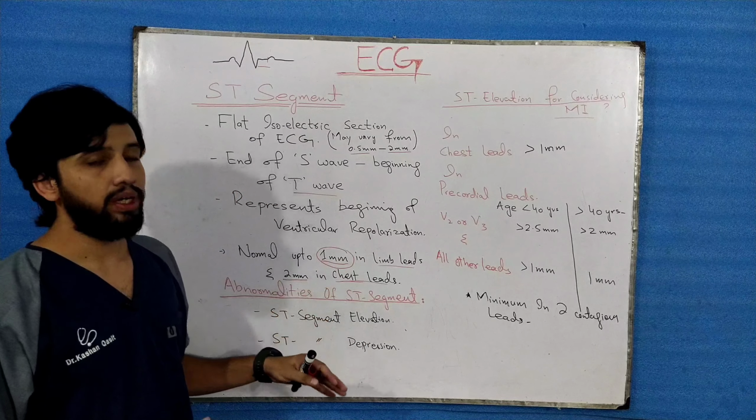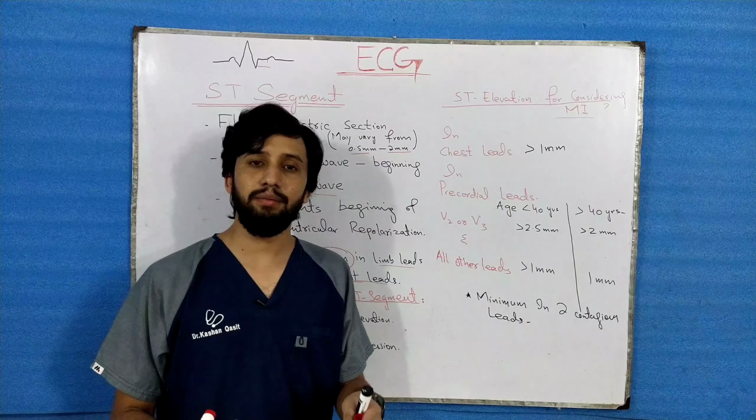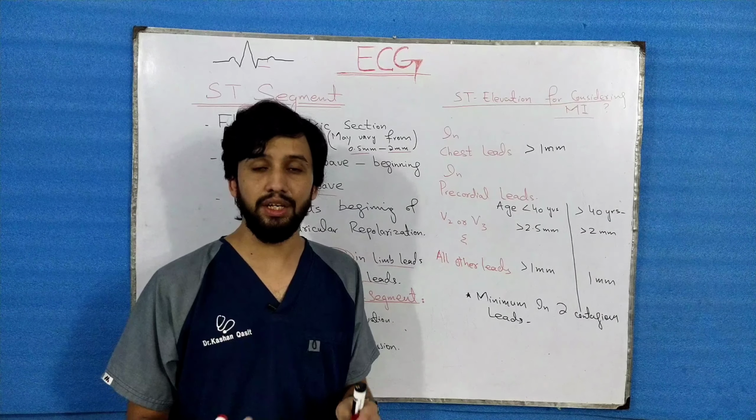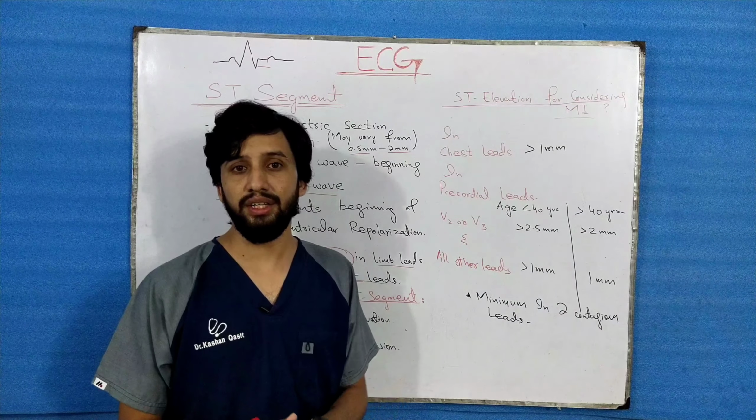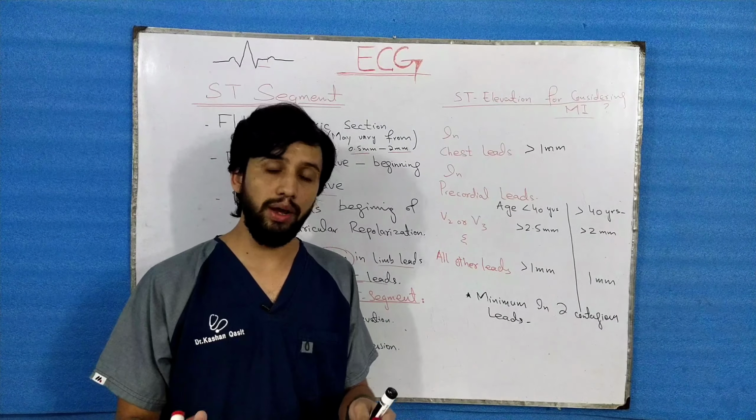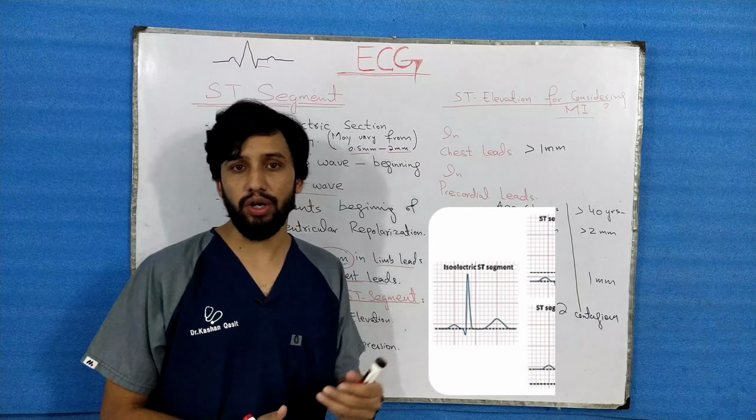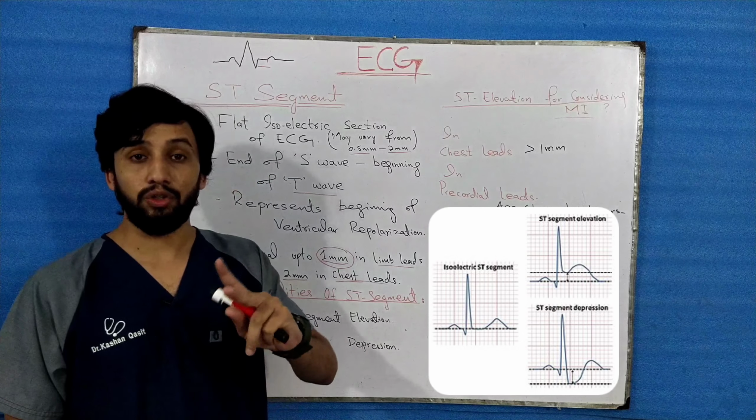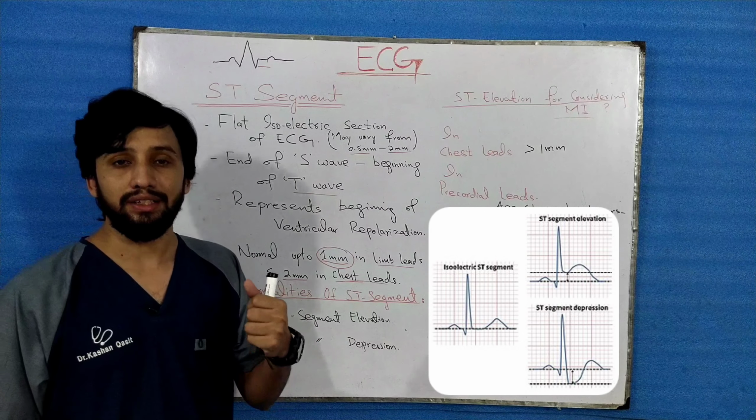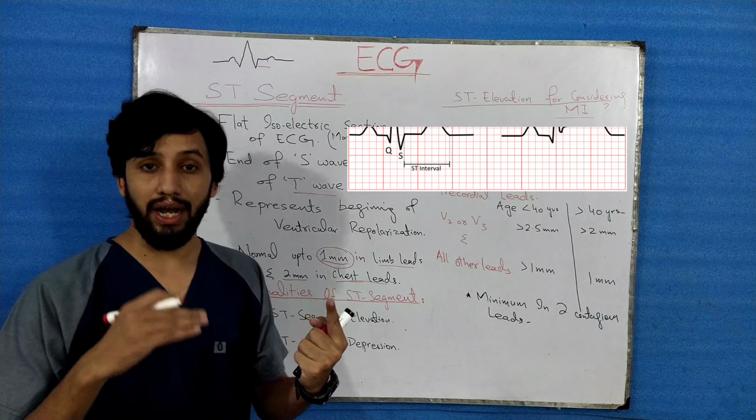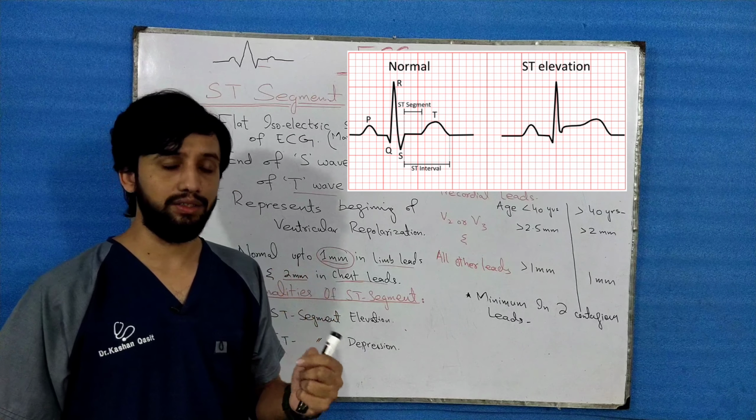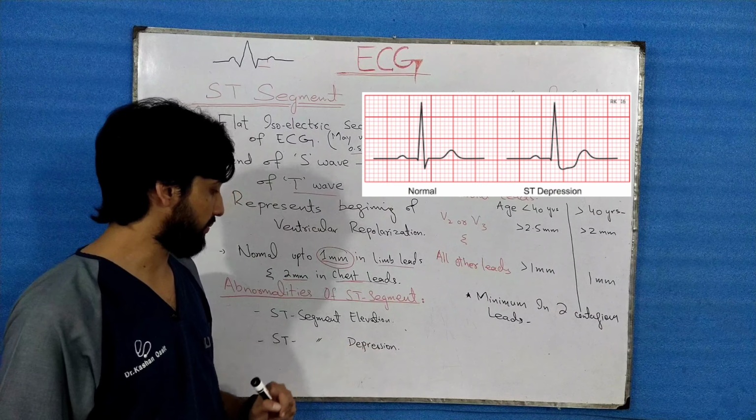Next comes the abnormalities of this segment. ST segment changes or STT changes can be seen in various conditions of the heart, and there are other abnormalities in which there will be ST segment elevation or ST segment depression. So there are two abnormalities seen in the ST segment. Number one is ST segment elevation, and the second is ST segment depression.